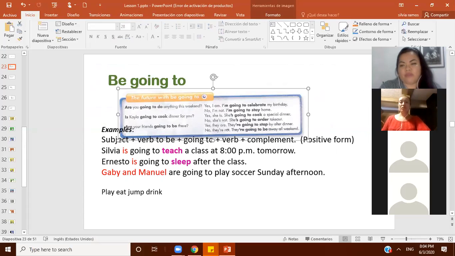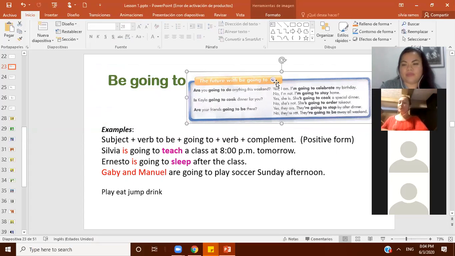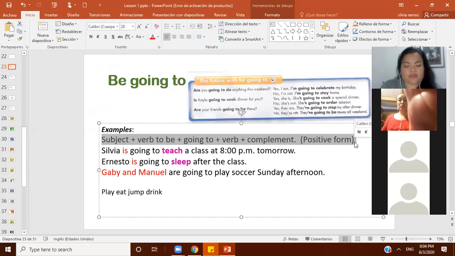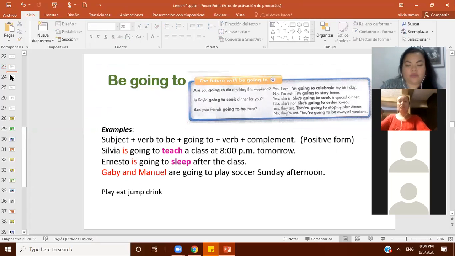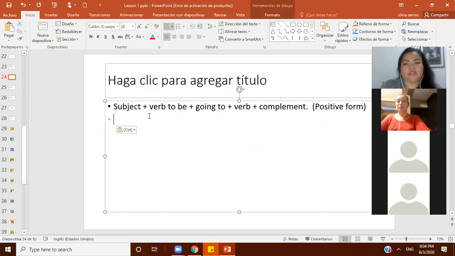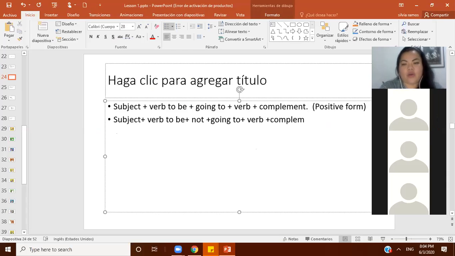And what is the negative form? Esmeralda, do you remember? What's the negative form? If we have the positive form is this, right? We're gonna put it here for be going to. This is the positive form. What is the negative form, Esmeralda? Is subject plus verb to be, plus not, going to, plus verb, plus complement. Okay, very good. Complement, perfect. This will be negative form, right? Okay, perfect.